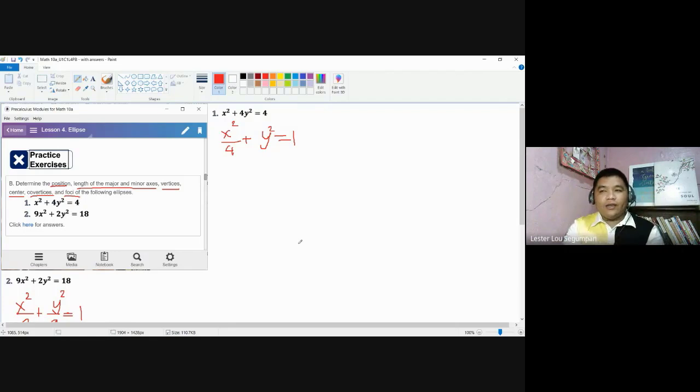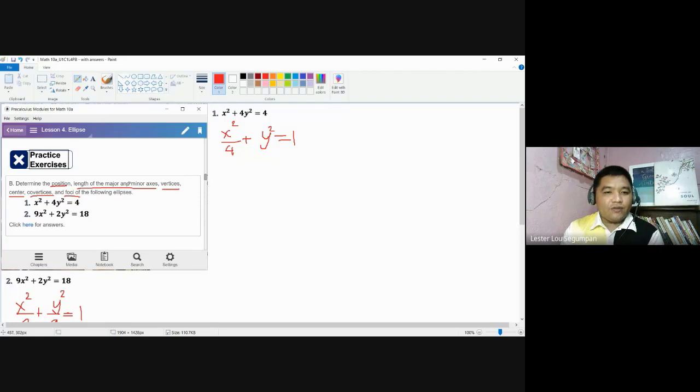And the foci, or the plural for focus, are the 2 points inside the ellipse where we could actually use them to draw the entire ellipse. You could imagine the two foci, and then you simply have a string there, stretch it and draw, you could have your ellipse. So we are going to determine all of these things so that we could graph them later with ease. Let's talk about the position.